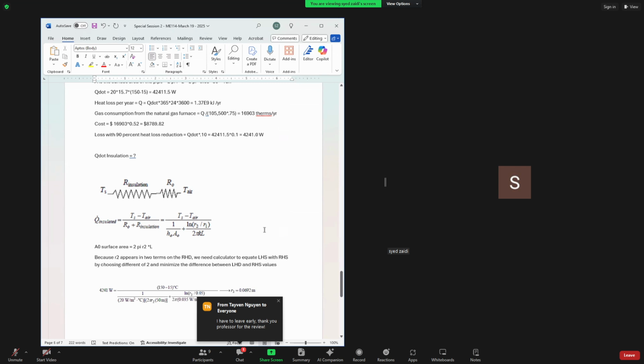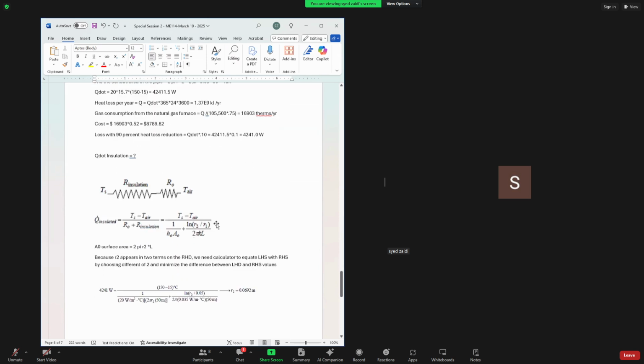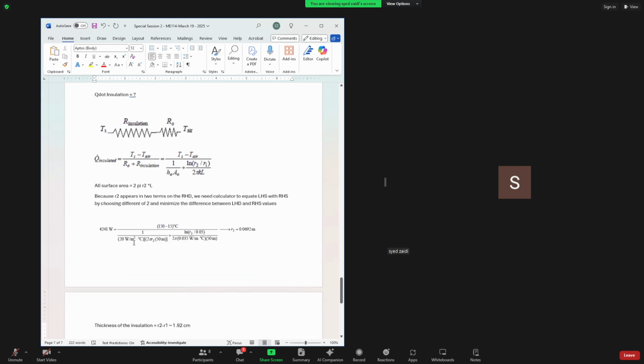If we keep the insulation, then of course you do the model for insulation and R0 for the pipe, then it will be this difference divided by the total resistance. And total resistance for R0 is 1 over h0. And for the insulation between R1 and R2, it will be log of R2 over R1 divided by 2 pi KL. All the values are given.